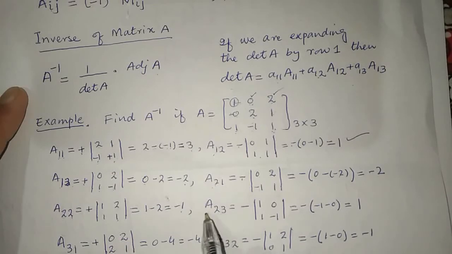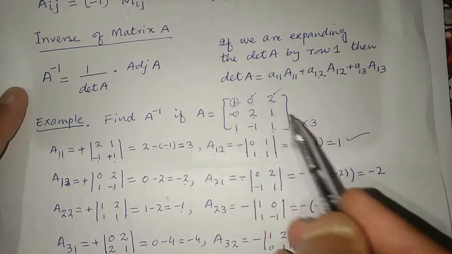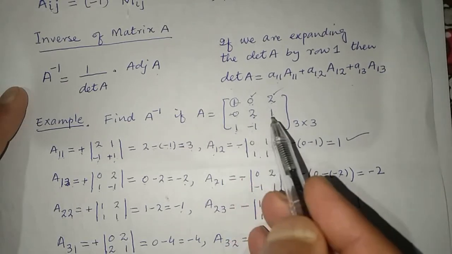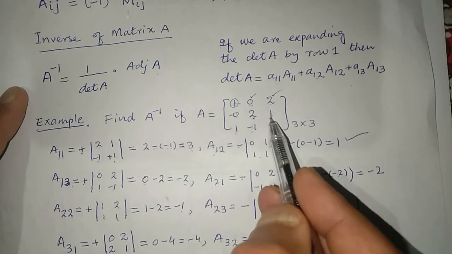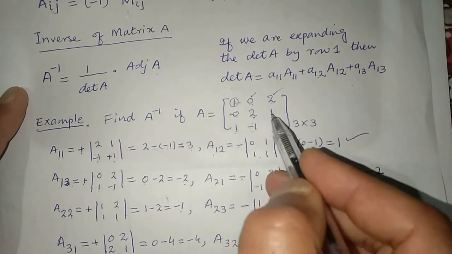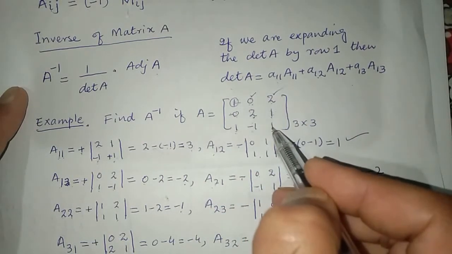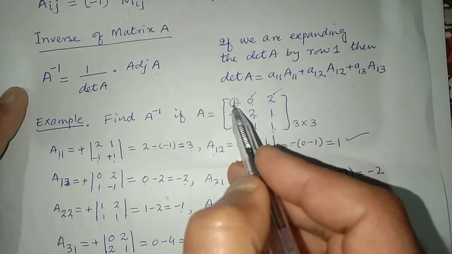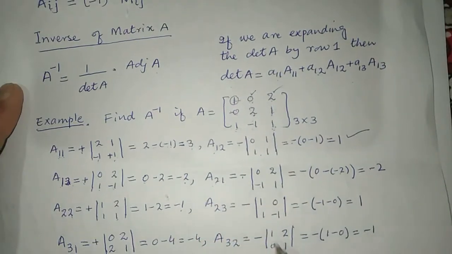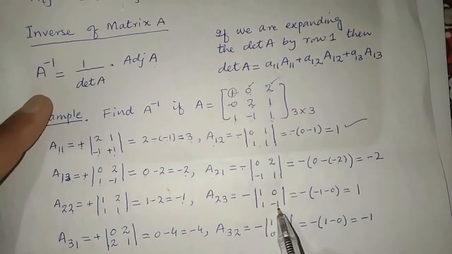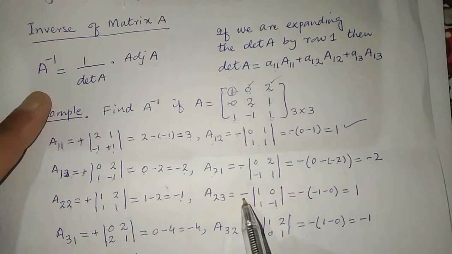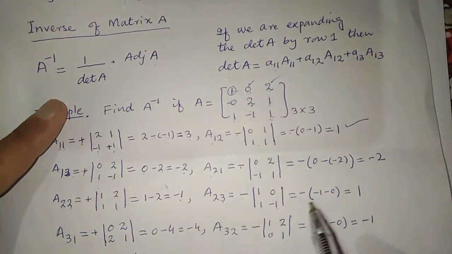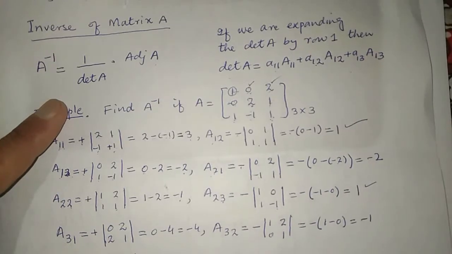Now A23, the cofactor with respect to element A23, this one. The row and the column having this element are hidden, and then what are the elements left? 1, 0 and 1 minus 1. And minus sign is put over here because 2 plus 3 is odd. So the answer is 1.